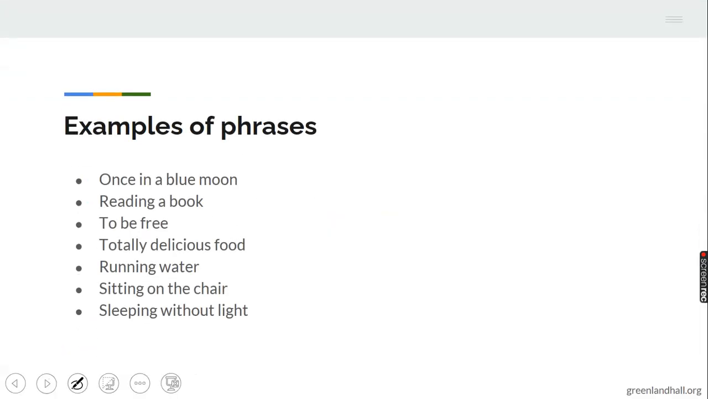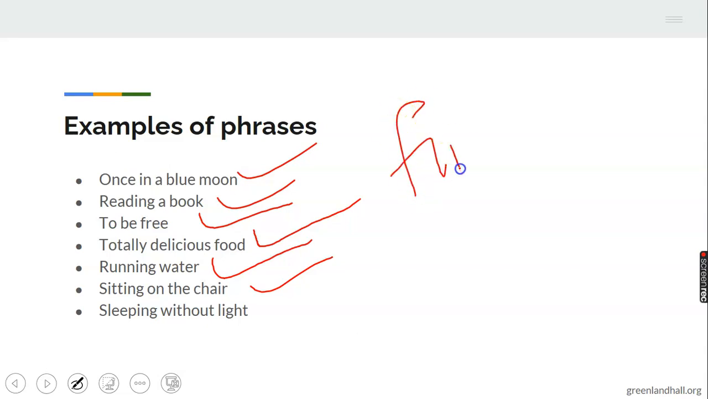Then see examples of phrases here. Once in a blue moon, that's meaningless. What happens once in a blue moon, we don't know. Reading the book, that's meaningless. Although there is a noun here, that is reading, we call it ing nouns, gerunds. To be free, when you are free, what do you do? Meaningless. Totally delicious food. Yes, who prepared it? What's wrong with it? Running water, meaningless group of words. Sitting on the chair, it has a subject which is sitting, ing nouns, but it's meaningless because it has no finite verbs. In short, phrases don't have finite verbs.